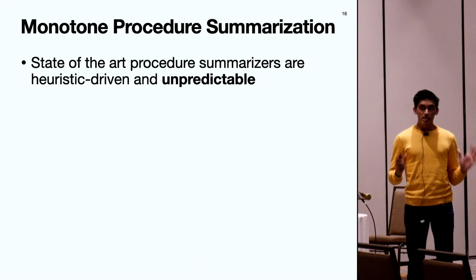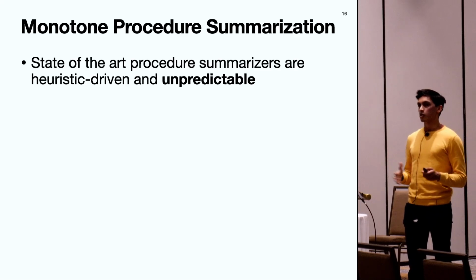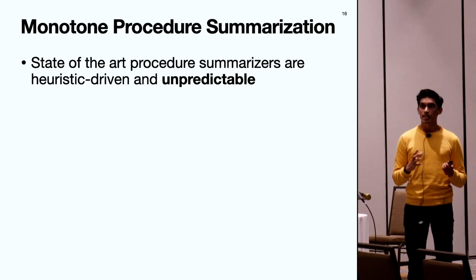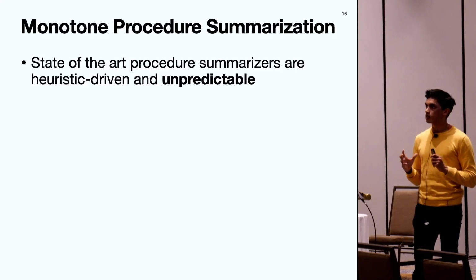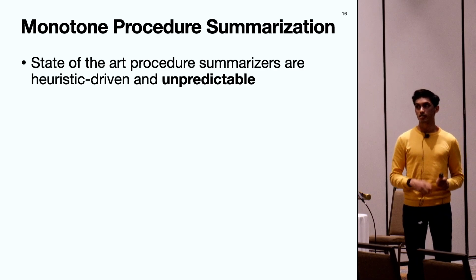So the core reason for this unpredictability is that the state-of-the-art in procedure summarization is driven by heuristics. And so it's difficult to predict how the procedure summarizer is going to work on related queries, because they may interact with these heuristics differently.